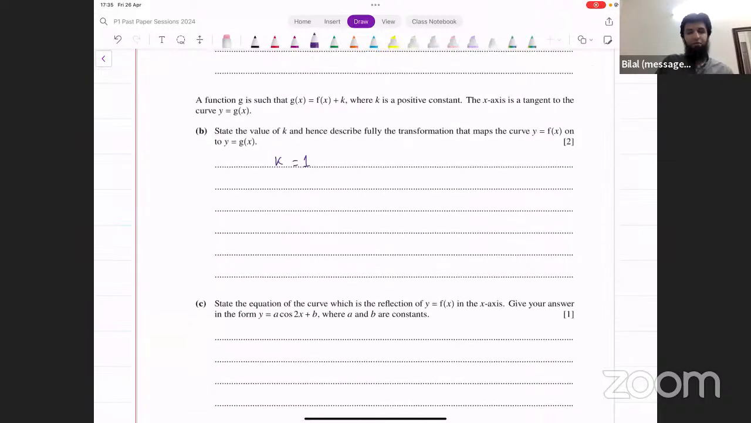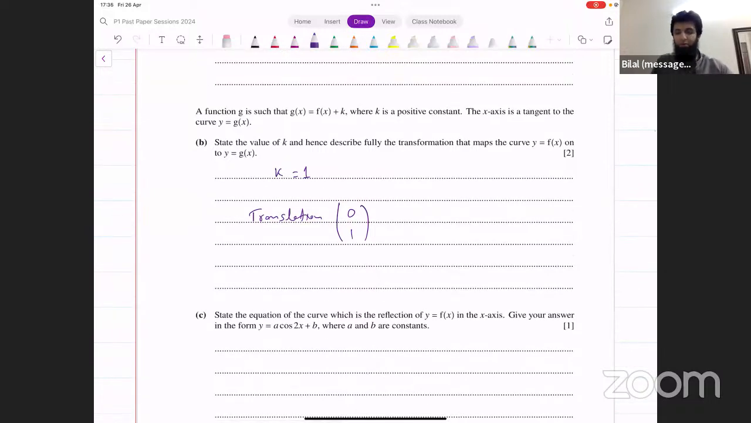And then they're asking you to describe the transformation. What's the transformation? It's a translation, but remember you have to write down a vector whenever you describe a translation. What's the translation vector? It will be (0, 1). Nothing on the horizontal axis, 1 vertically upwards on the vertical axis. That's the translation when you go from f of x to g of x.